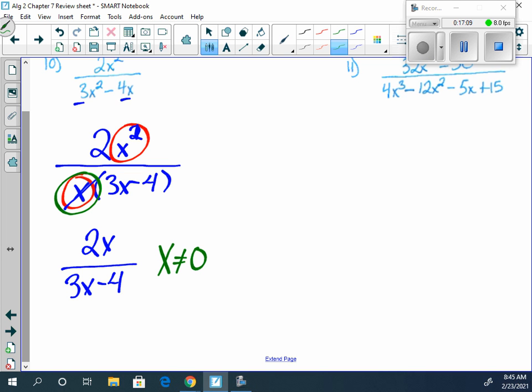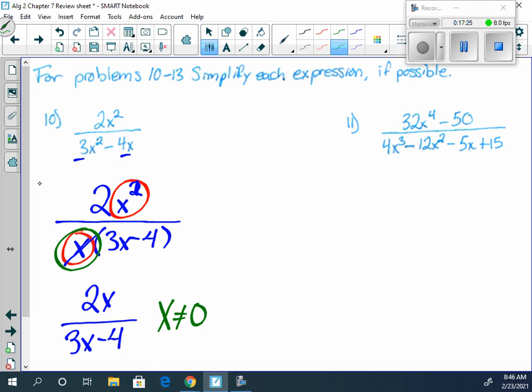So that one there wasn't too bad of a problem to work with. So we can go on and look at the next one, because that one's going to be a little bit more in depth. There's a little bit more that we need to do with it. So let's look at it. 32x to the fourth minus 50.